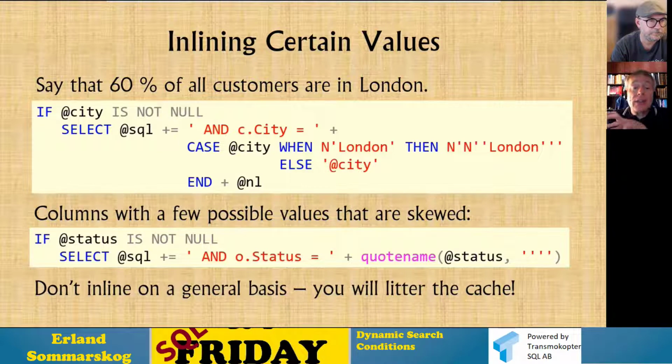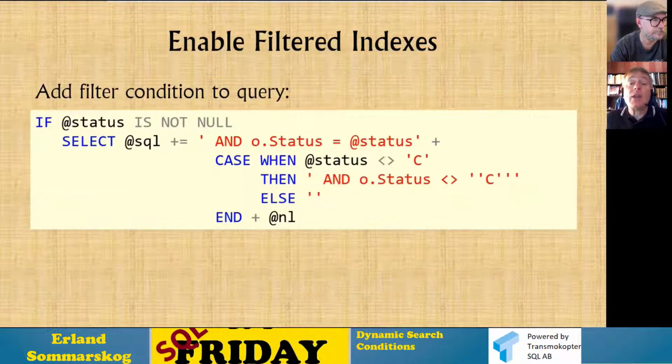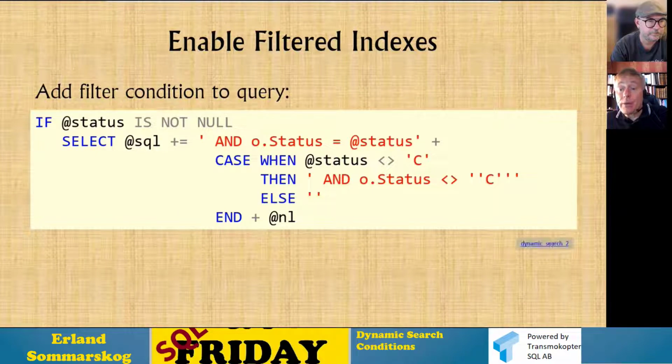But this inlining you should only do in very special cases. Don't do this on a general basis because you will litter the cache. We have already talked about that. So it's a very, very special case to do this. And here's another way to deal with a filtered index. We're simply saying, okay, if the status is not C, then we're going to add the filter condition to the query, because that will have an effect, as you're going to see in a second when we look at this demo.